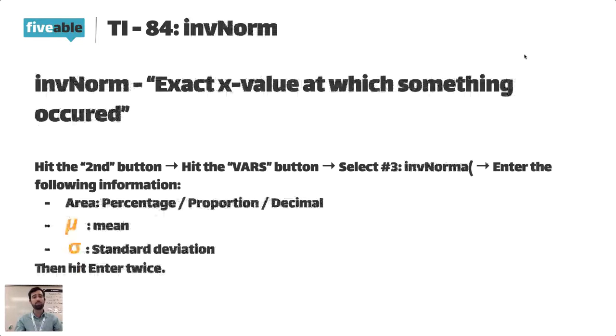Inverse norm is going to be very, very similar. It's just going to get the value that is associated with that percentile. So again, you're going to hit 2nd vars, select number 3, inverse norm. This time you're going to start with the area. So let's say I want to know 52%, the bottom 52%. I would put 0.52. Then you put the average, standard deviation, hit enter. Very, very similar for inverse norm.